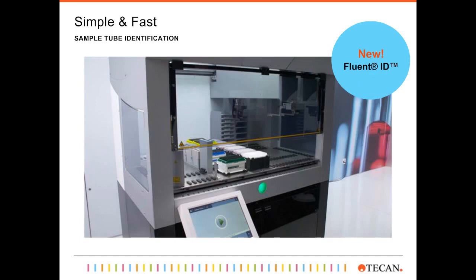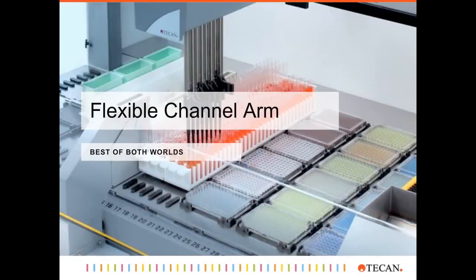One of the next things to show off here is the arms themselves. So you'll see here on the work table, we are 6 plates deep. This is part of what pulls off our incredible deck capacity. The instrument still fits through a standard doorway, so we can get into your lab. But we also have up to 32 tubes in a single position. Really, you're not going to find a system for this footprint that has higher capacity than the Fluent.